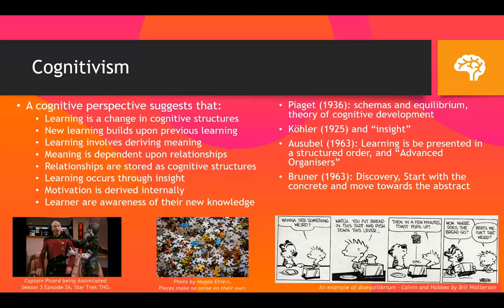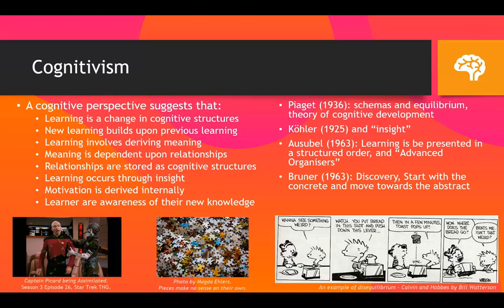A cognitive perspective suggests that new learning builds upon previous learning, and learning involves deriving meaning. Meaning is dependent upon relationships. Learning occurs through insight. Motivation is internal, and learners are aware of their new knowledge. Piaget suggested that knowledge is stored using a schema to organise it in our minds, and he also had an equilibrium theory. When you're at equilibrium, what you know and what you observe are at one. When something new happens, you're in a state of disequilibrium.